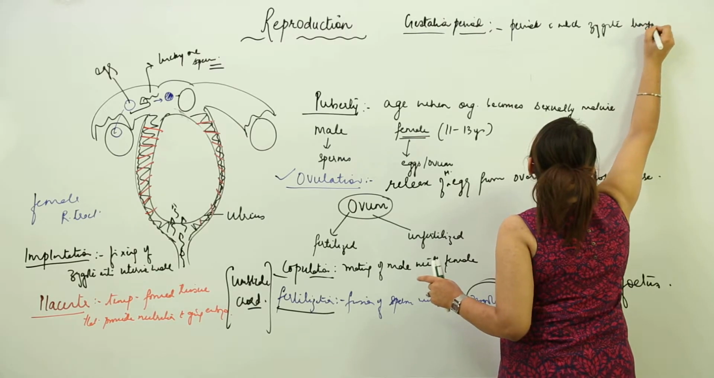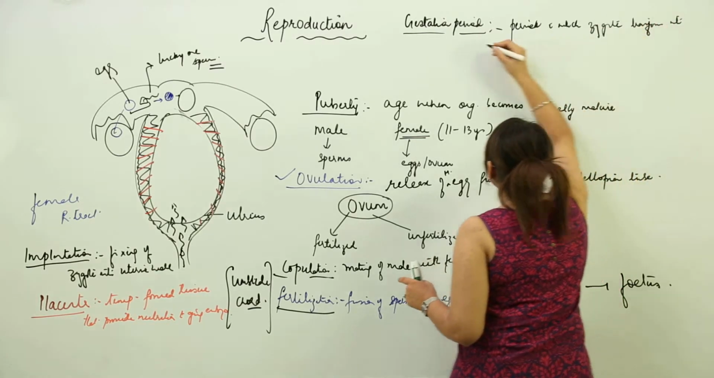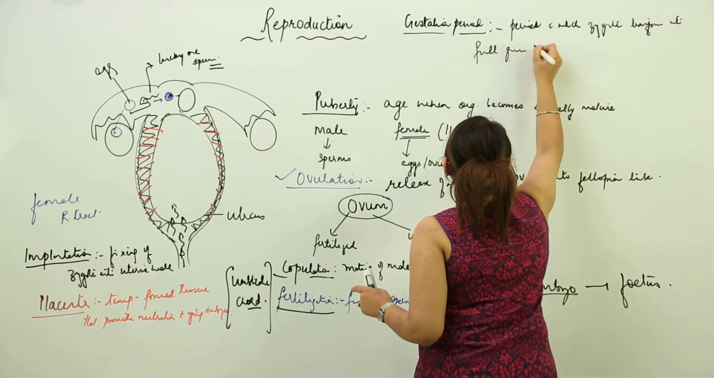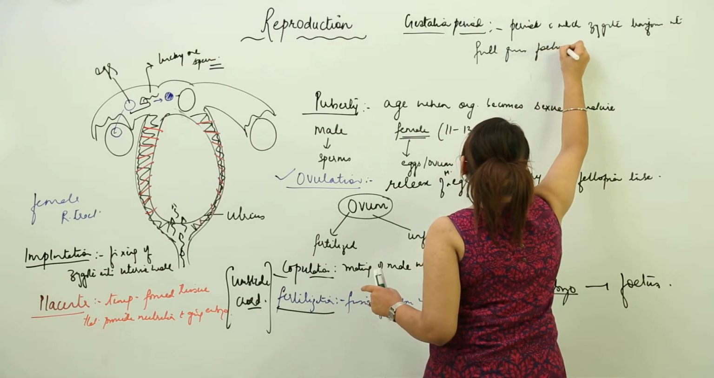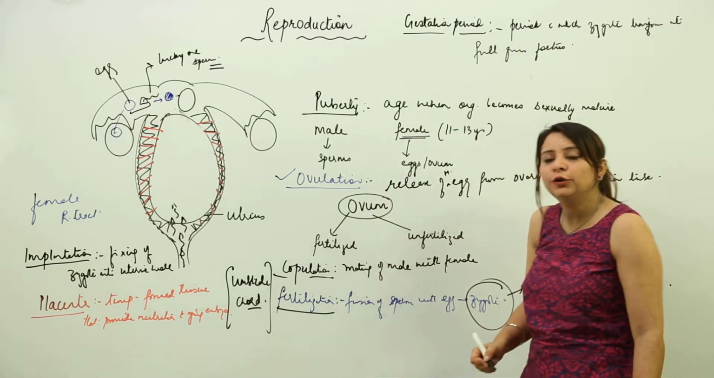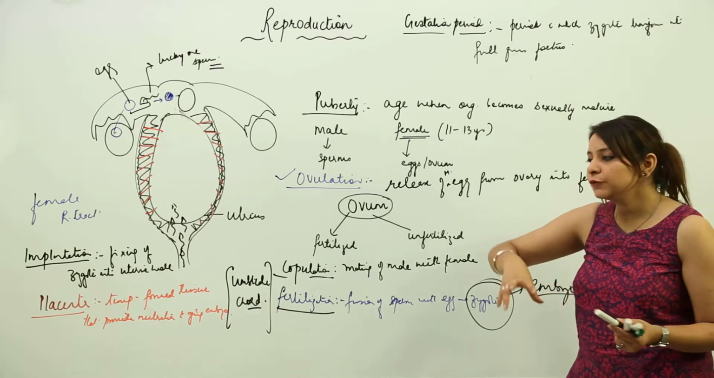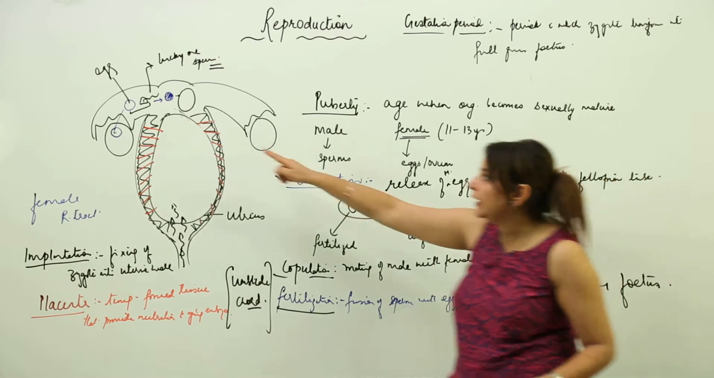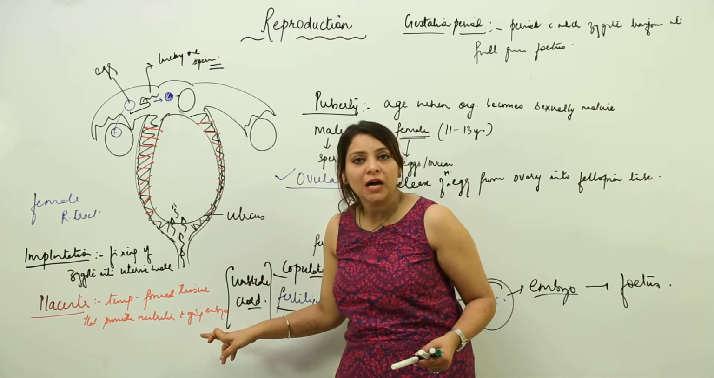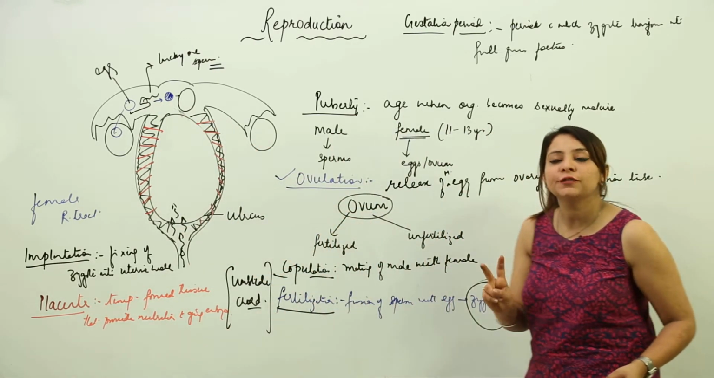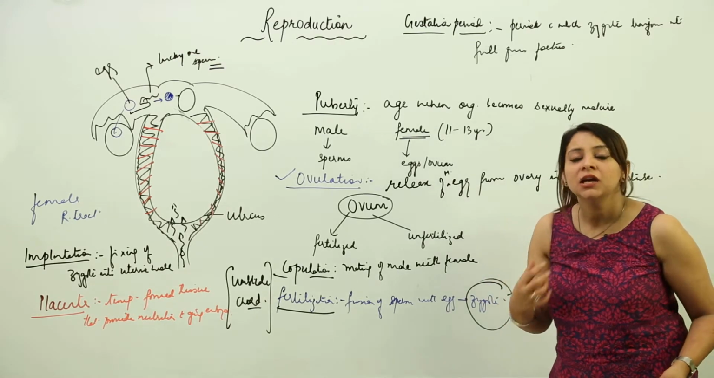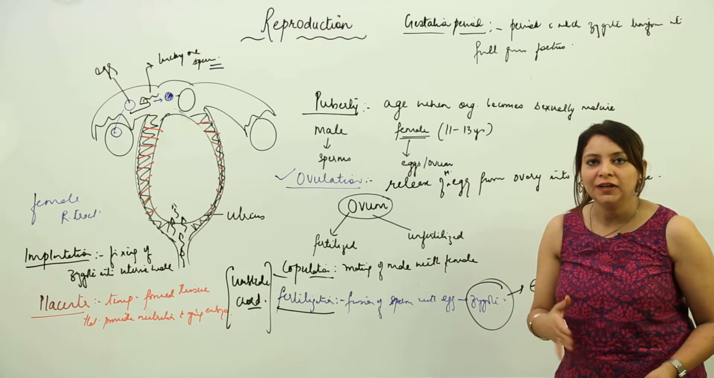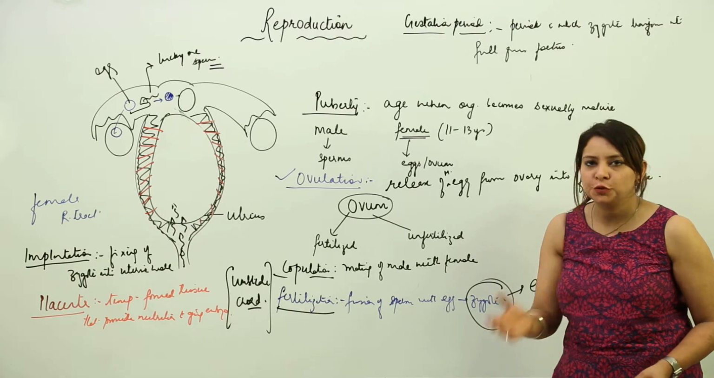So the gestation period is the period in which the zygote transforms into a fully grown fetus, meaning the fetus is fully developed and ready to be delivered. So from the time of fertilization to the time it is delivered, that period is 9 months 9 days in us, and it is called the gestation period. It varies from species to species.